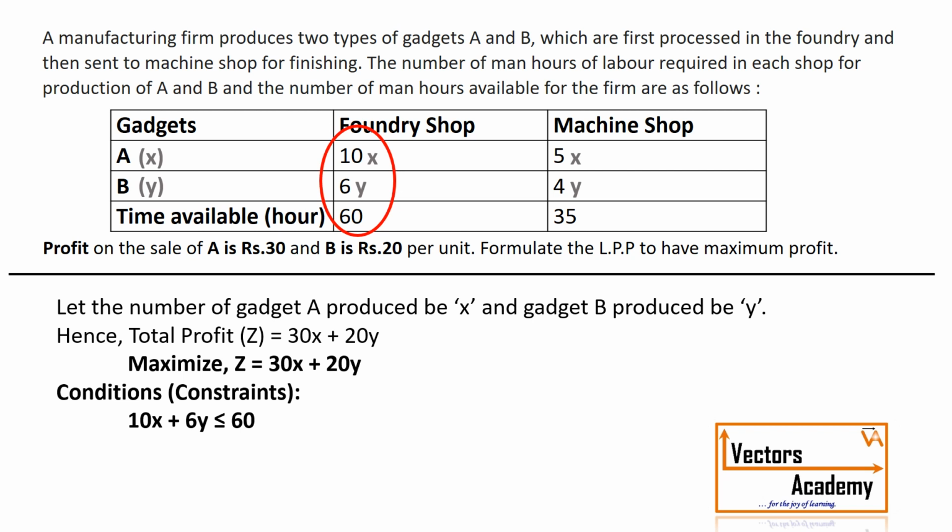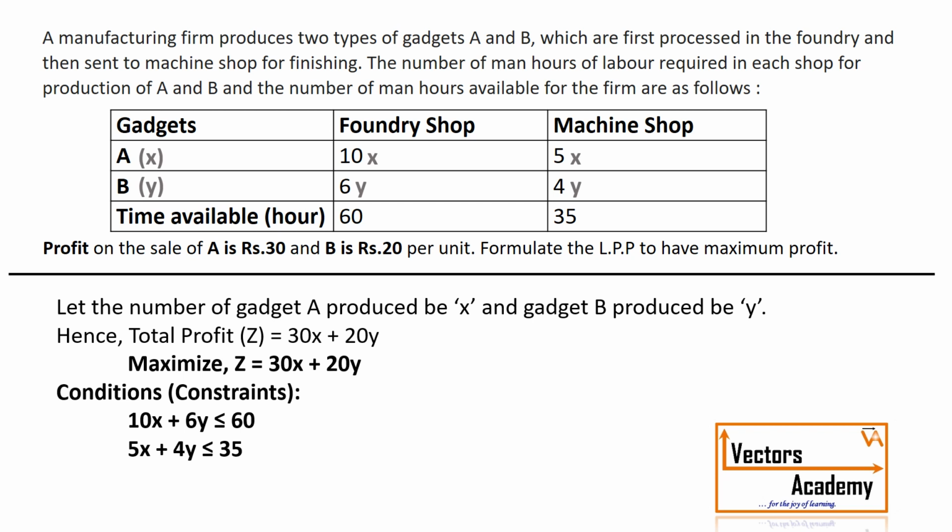Exactly in the same way, the machine shop requires 5x time for the gadget A, 4y time for the gadget B. And the total time available is 35 hours. Hence, the inequation will be 5x plus 4y is less than or equal to 35. So whenever there is an availability, or limited availability of any variable, it might be time, it might be rupees, then the inequation will be less than or equal to.